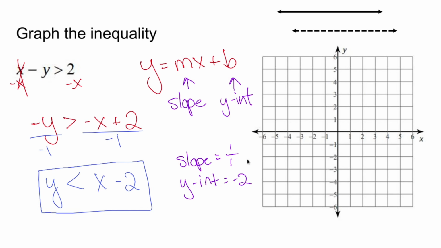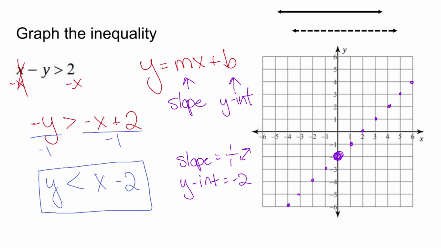We're still going to start out by putting a dot at negative 2 on the y-axis, and then we're going to use our slope to go up 1, right 1, because it's a positive slope, up 1, right 1, and make as many dots as we can. And if I can't go up 1, right 1, I can go down 1, left 1, down 1, left 1, a bunch of times.